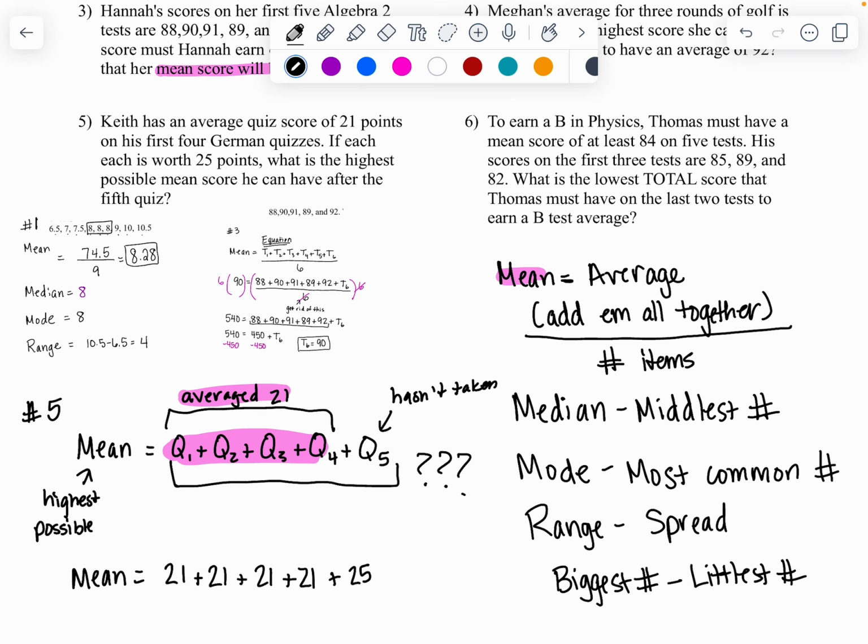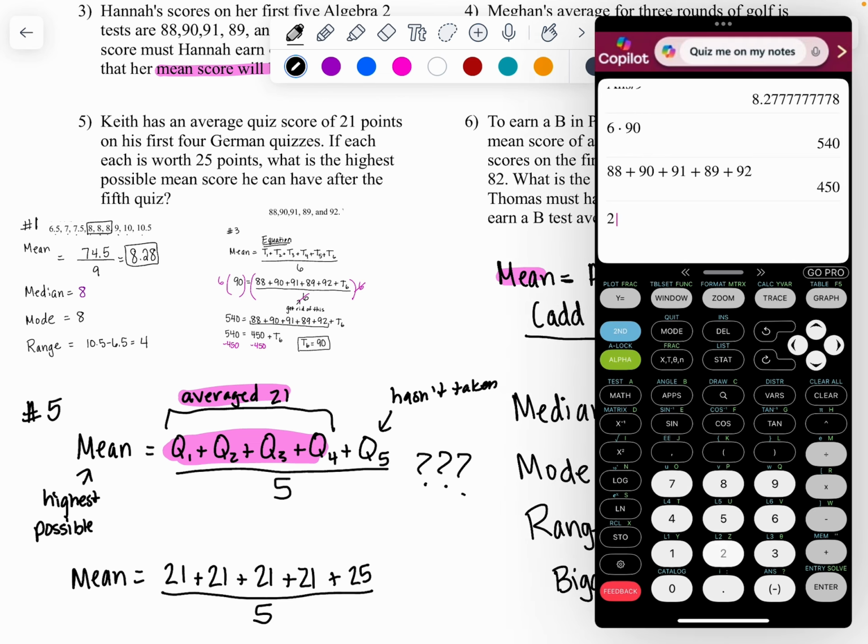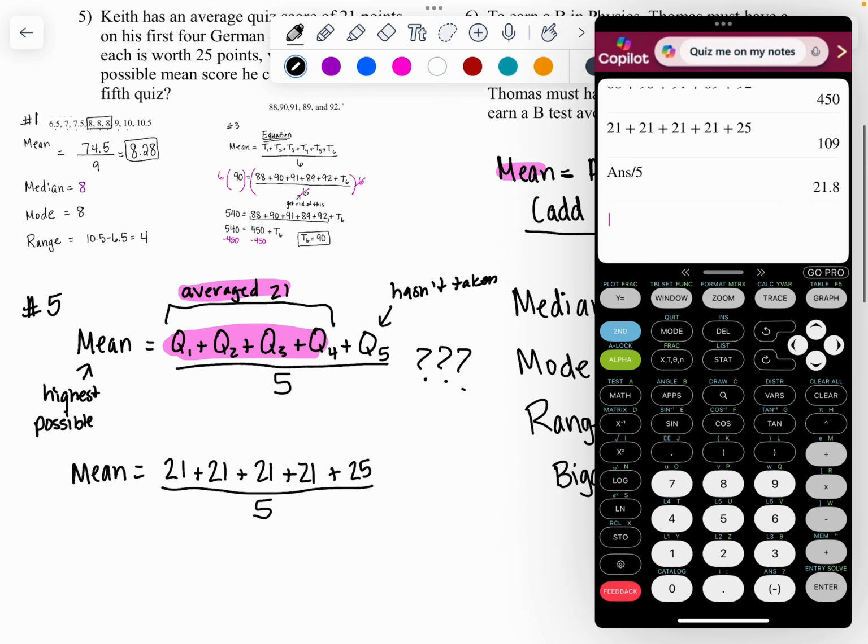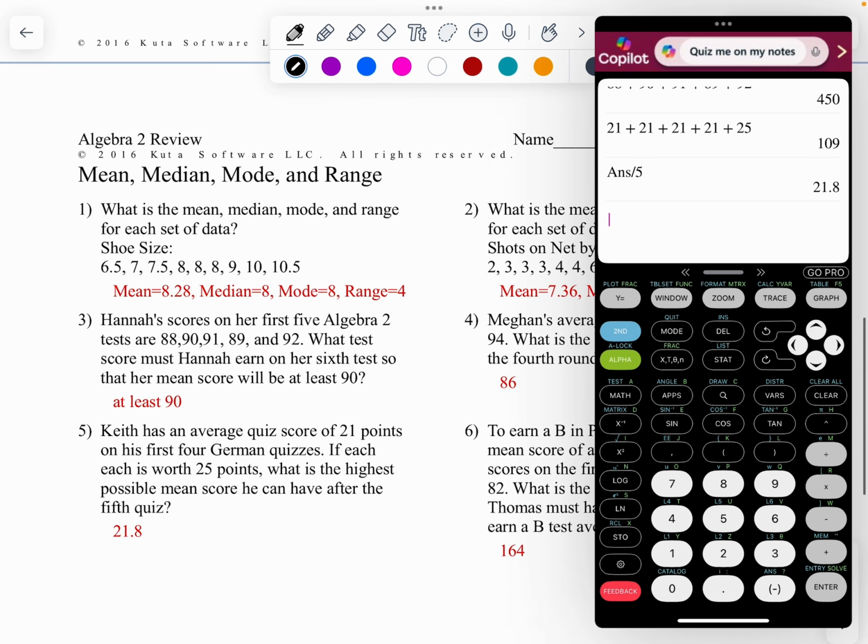And then I forgot that this has to be divided by 5. There we go. Completely forgot that. So put that over 5. There's our equation. So we're going to go 21 plus 21 plus 21 plus 21 plus 25. And then we're going to divide that by 5. And the highest mean score he can have is 21.8 points. There it is.